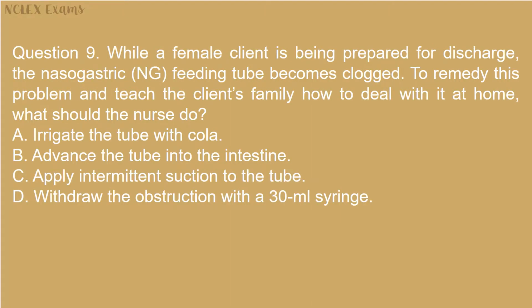Question 9. While a female client is being prepared for discharge, the nasogastric (NG) feeding tube becomes clogged. To remedy this problem and teach the client's family how to deal with it at home, what should the nurse do? A. Irrigate the tube with cola. B. Advance the tube into the intestine. C. Apply intermittent suction to the tube. D. Withdraw the obstruction with a 30 ml syringe.